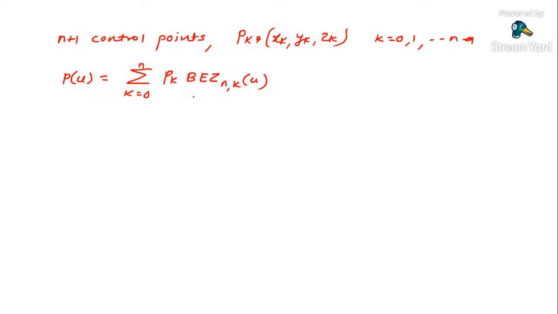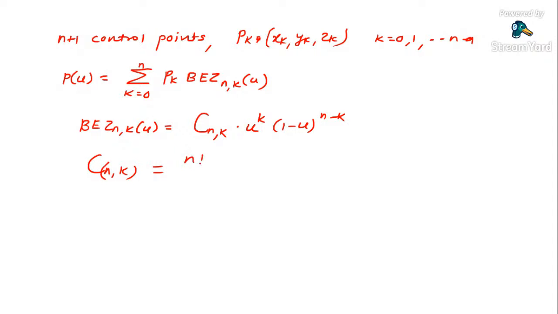Now what is this Bezier of n k of u? It is equal to c of n k, the combination of n k, into u raised to k, 1 minus u raised to n minus k. And what is this c of n k? It is equal to n factorial divided by k factorial into n minus k factorial. So we have to put the values into the equation to find out the position vector p of u.